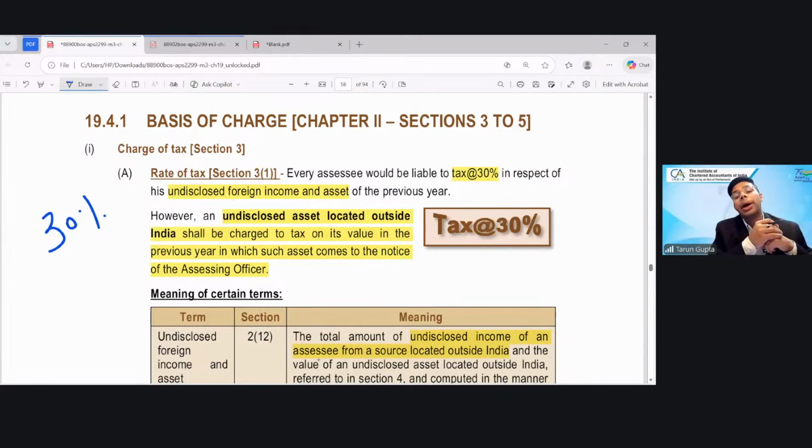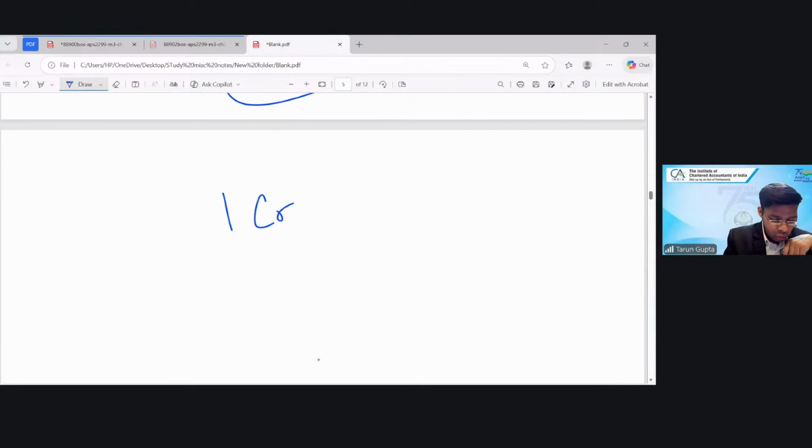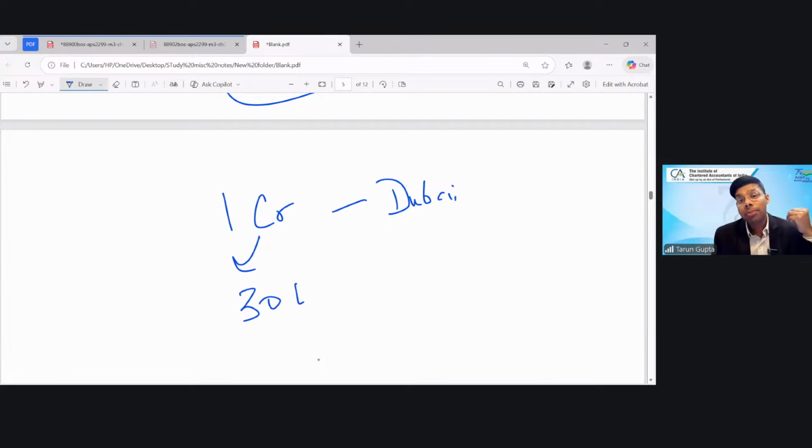That's not a big thing, but they will levy a penalty equal to 3 times the tax amount. So if they found you have an asset of rupees 1 crore in Dubai, then they will tax it at the rate of 30%, means 30 lakh, plus 3 times the tax amount as the penalty, which is 90 lakh. It comes to 1 crore 20 lakh.